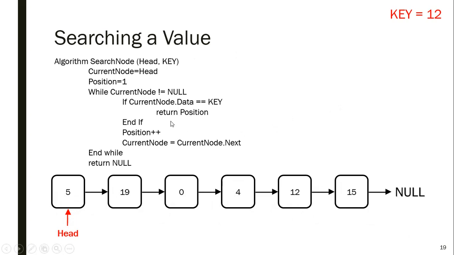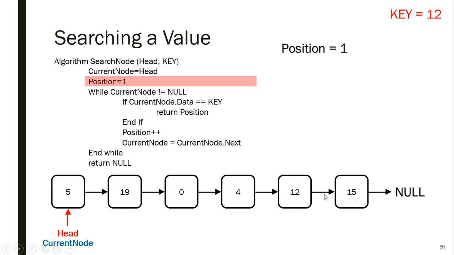So here is a simulation. For example, you want to search 12 here. How will it work? Current node is head. Head was always pointing towards this, and we will not change head, because head will always be pointing towards the first value. So current node will also be pointing to the same value to which head is pointing, and we'll say position is 1. We know it is in the first position, 5. While current node is not null, it will iterate this loop until it finds and returns some position, or if it doesn't find, it will reach null.